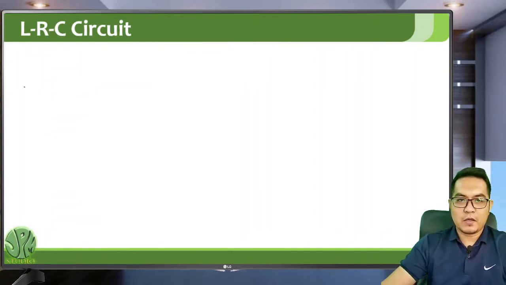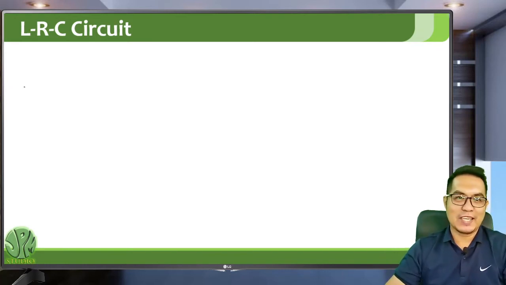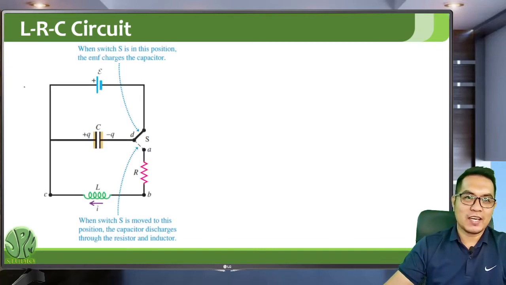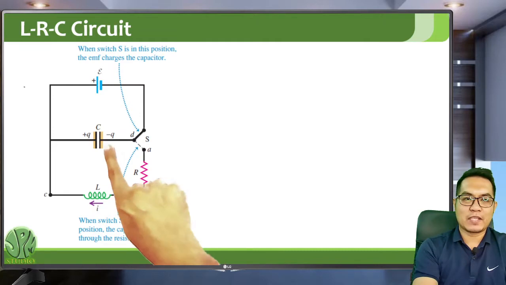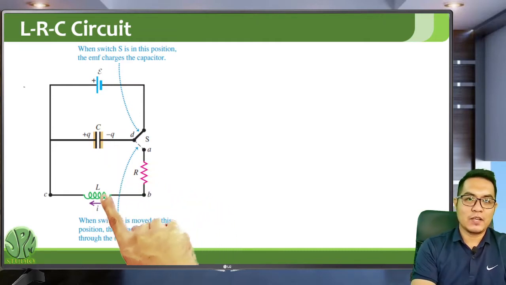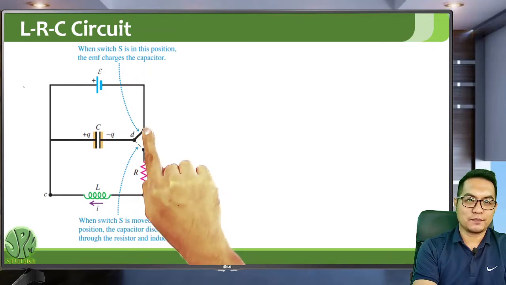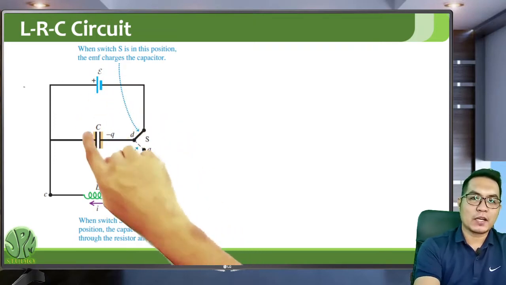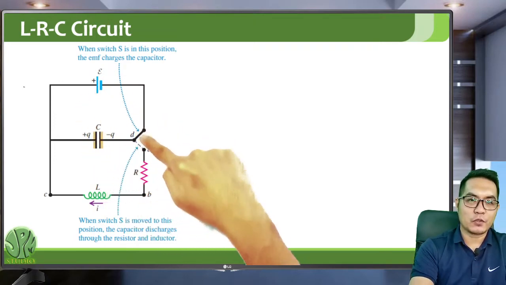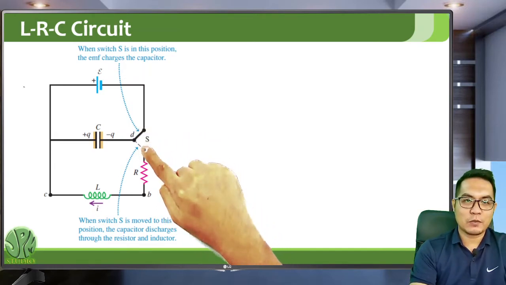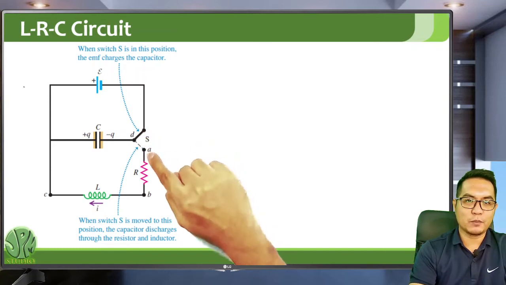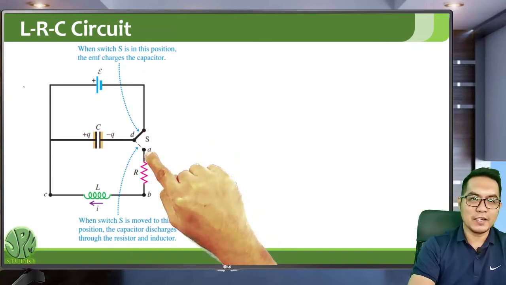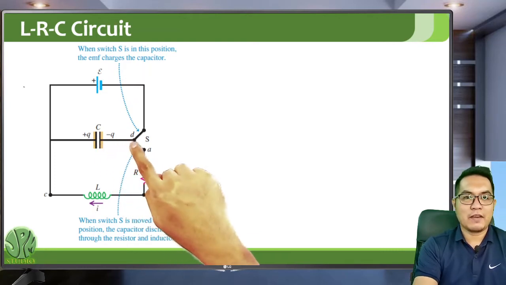So for the last topic of this lesson, we go now to the complete package: a resistor, an inductor, and a capacitor in series. So this is what we call an LRC circuit. So you have a capacitor, you have a resistor, and you have an inductor. Initially, the switch is in this orientation, so only the capacitor is connected to the EMF. So the capacitor is actually charging. Once the capacitor is fully charged, you switch from this point to point A.